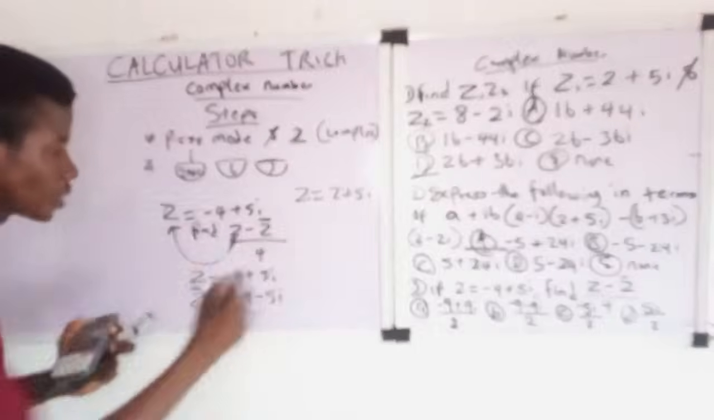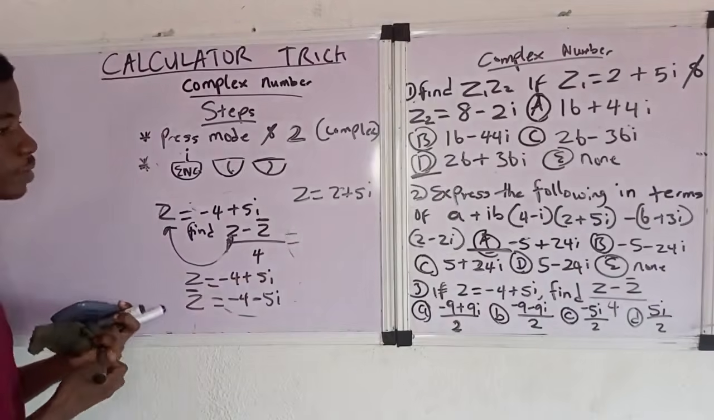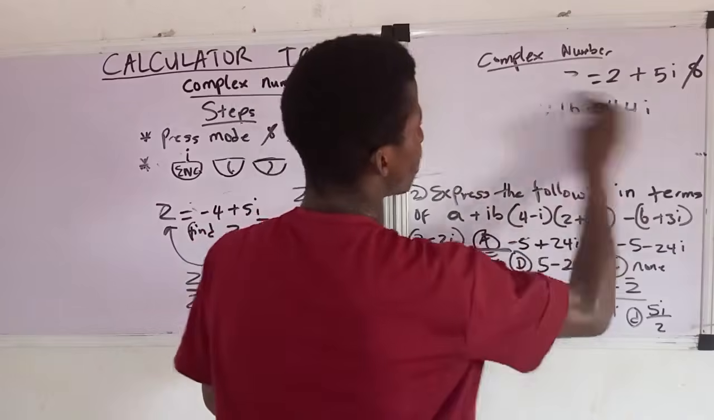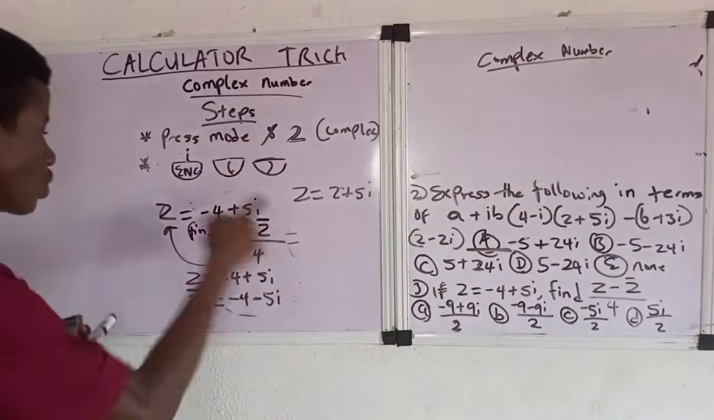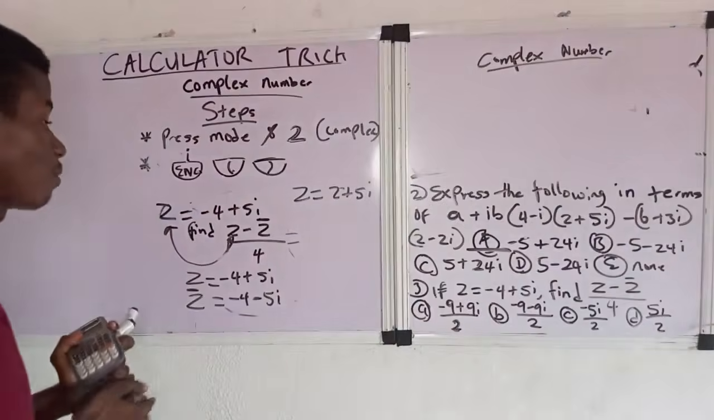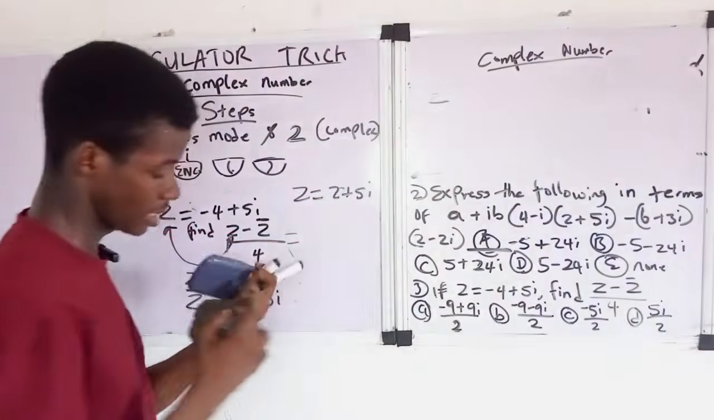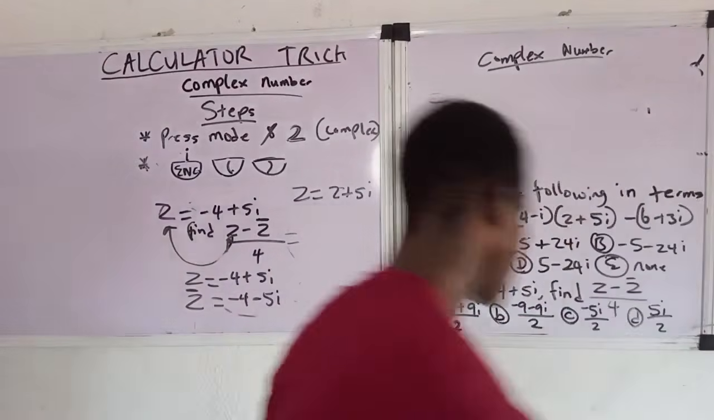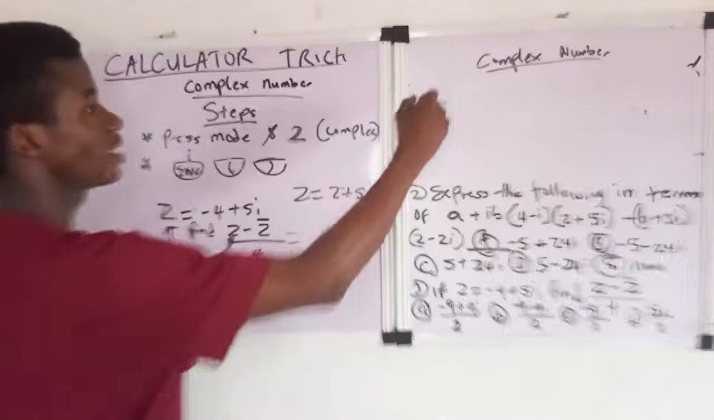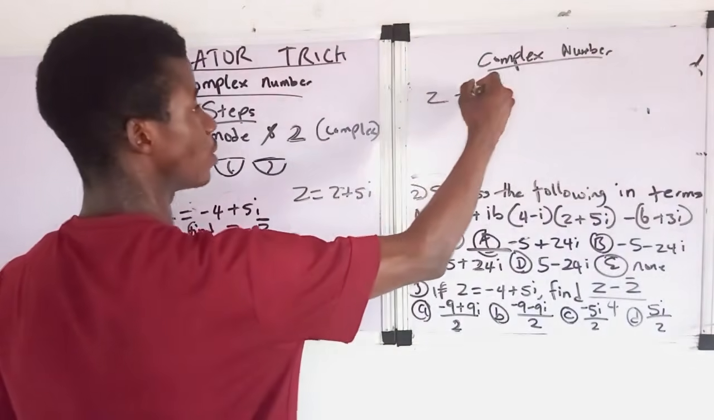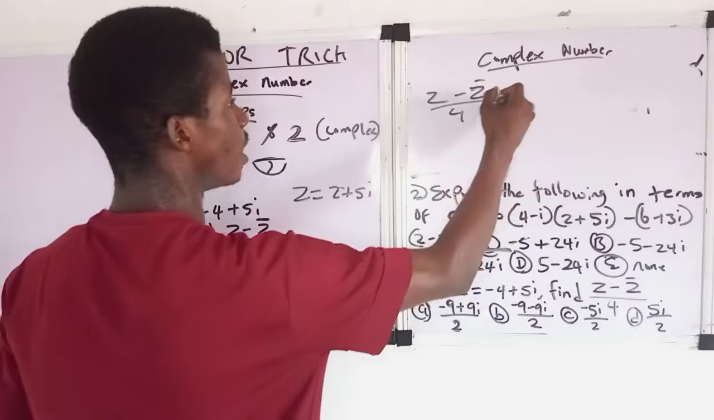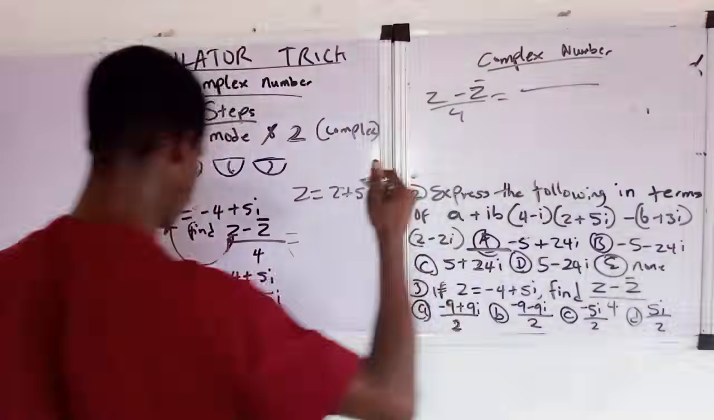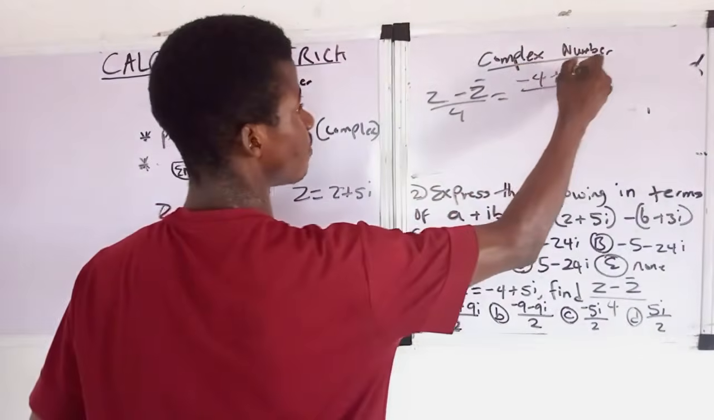Yes. So what I'm going to do, go to your calculator, right? Let me clean this part. Now, if you look at the equation, we should find z minus the conjugate form divided by 4. So where is z? Z is minus 4 plus 5i.